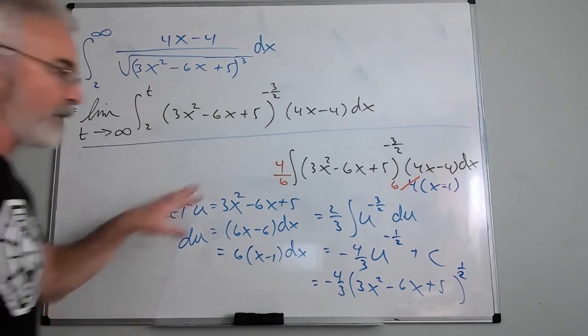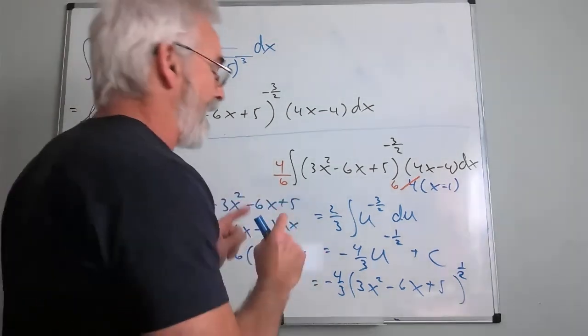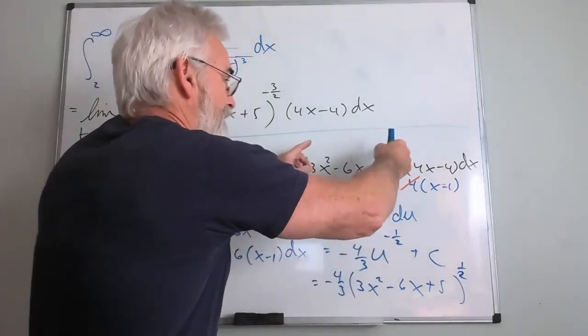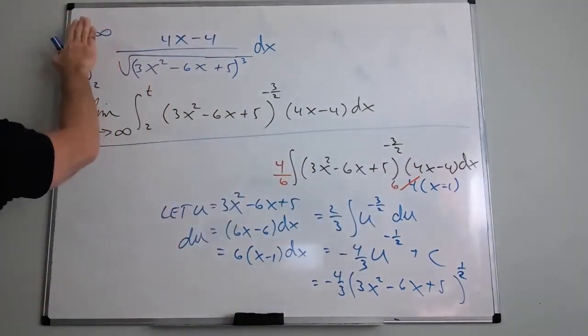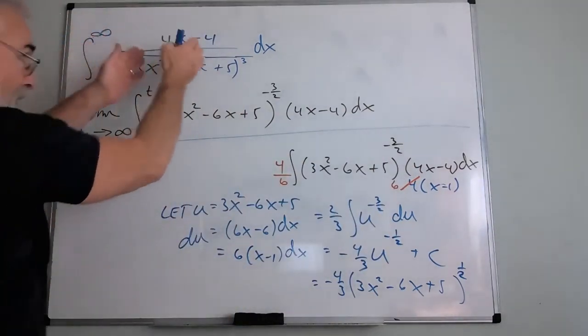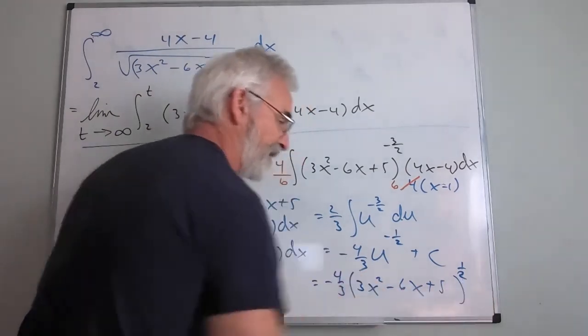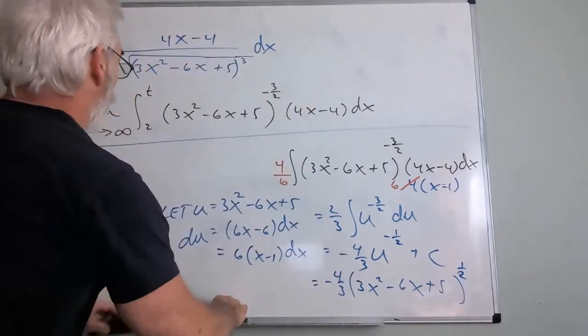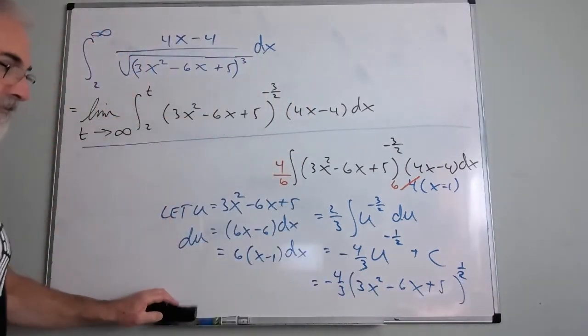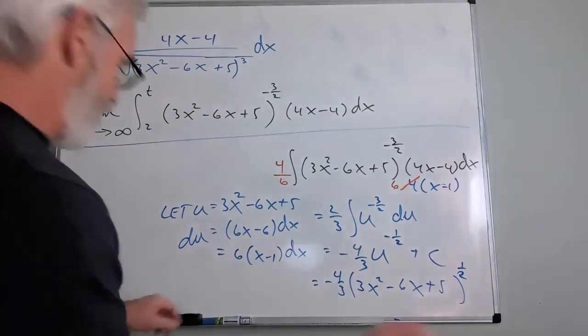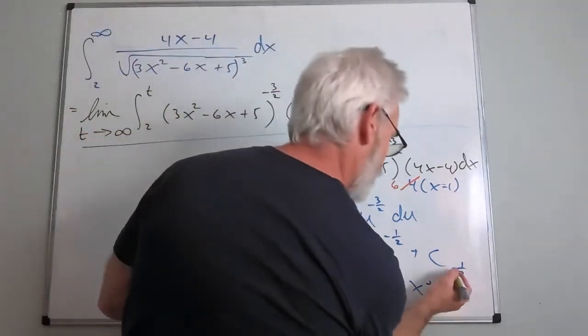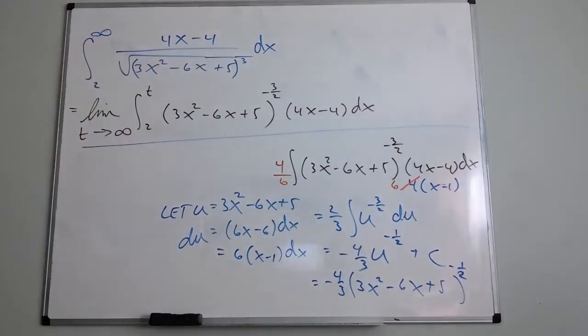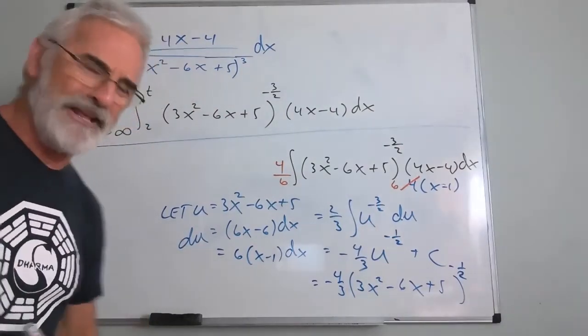Now, here's why we did this. I have absolute certainty that the antiderivative of my original integrand, not with the limits, but the original integrand, has this as an antiderivative. Therefore, wait, isn't it supposed to be negative 1/2? Did I lose a sign? Oh, thank you. Negative 1/2. Sorry. Yeah, sure. Thank you. Yeah, I think that one will matter.